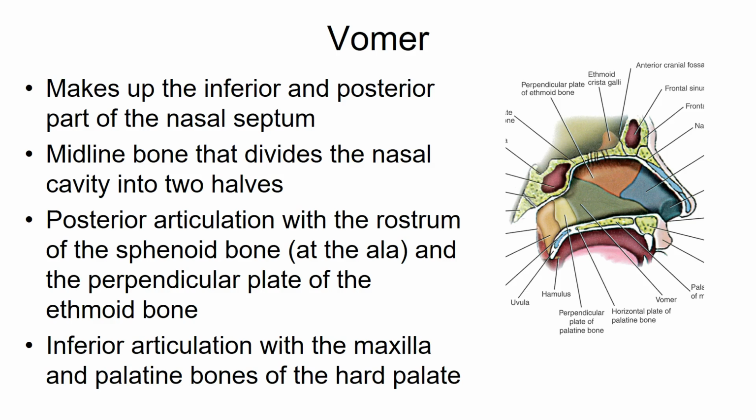The vomer bone makes up the inferior and posterior part of the nasal septum. It's in an olive green in the image shown here. It's a midline bone that helps divide the nasal cavity into two halves. Posteriorly, it connects up with the sphenoid bone and also the perpendicular plate of the ethmoid bones. Inferiorly, it connects up with the maxilla and palatine bones of the hard palate.